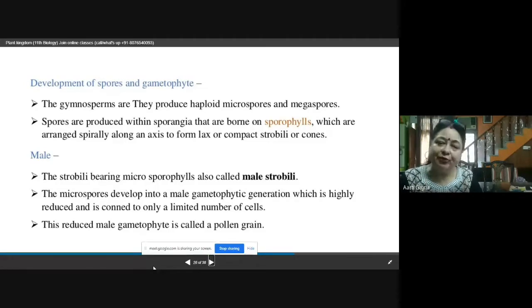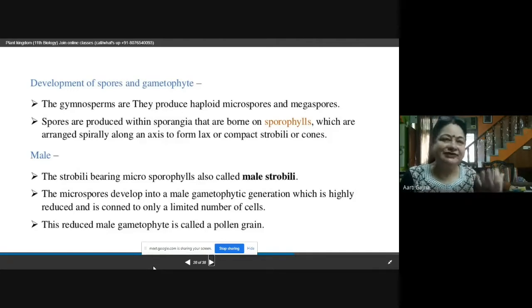And spores are produced within a special structure which is called sporangia, and sporangia are borne on sporophylls. So sporophylls are the special leaves which are present, and on them you will find the sporangia. The sporangia are protected by the sporophylls, which are arranged spirally along an axis to form loose or compact strobili or cones.